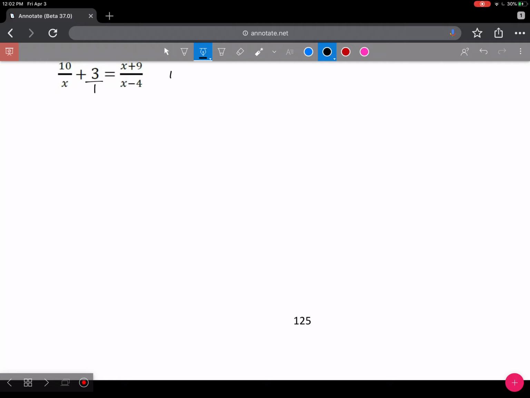And so taking a look at the LCD method, because I got the addition on the left, I'll need an x and an x minus 4, it looks like. So let's start attaching those with multiplication. So I'll need an x here, an x here. I'll need both on this term. And over here I'll just need the x minus 4.